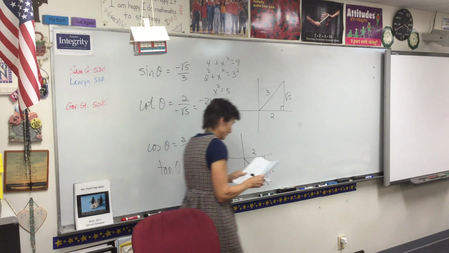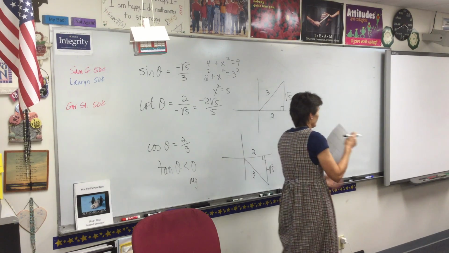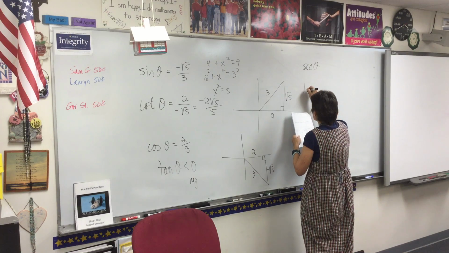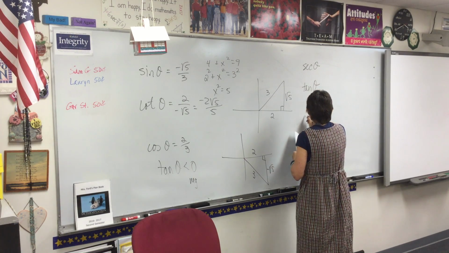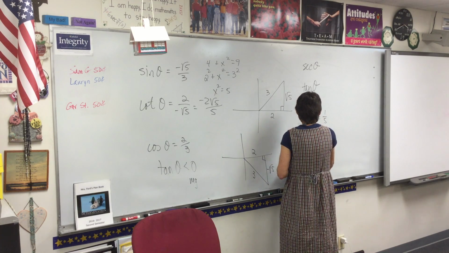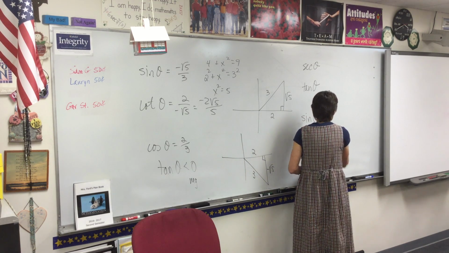We're gonna do one more. Hang on to your hats. We're finding the secant and the tangent. And this time we're told that the sine is 1/5 and the cosine is negative.